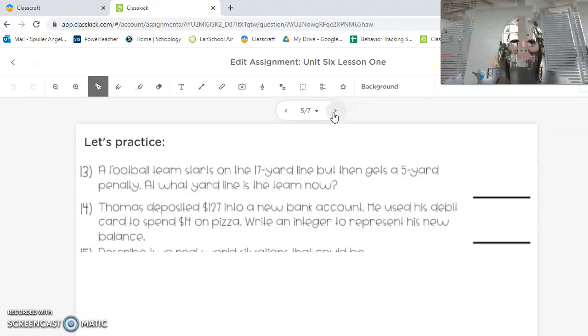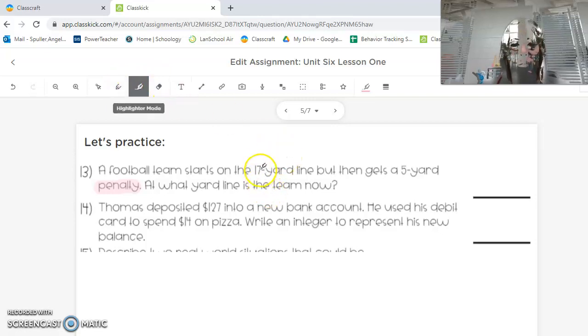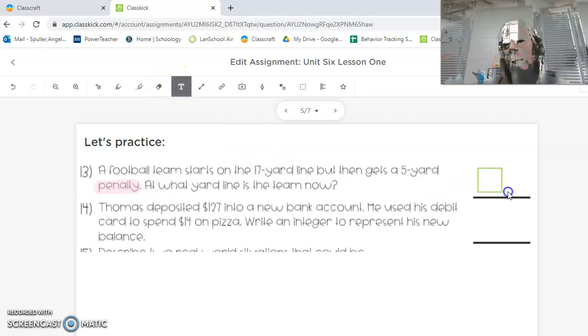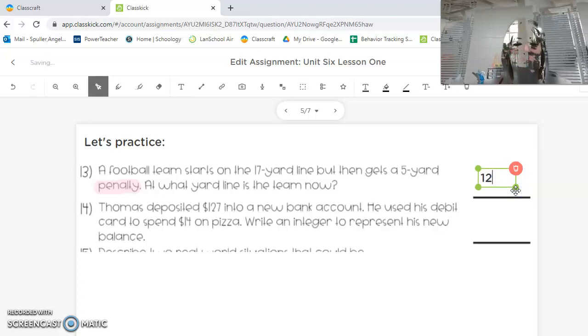Okay, let's look at a story problem, and I want to look for keywords. A football team starts on the 17-yard line, but then gets a 5-yard penalty. At what yard line is the team now at? So we know that he started at 17 and he went backwards 5, right? Went backwards because penalty means losing it. So if I was at 17 and I take away the 5, I'm now at 12.